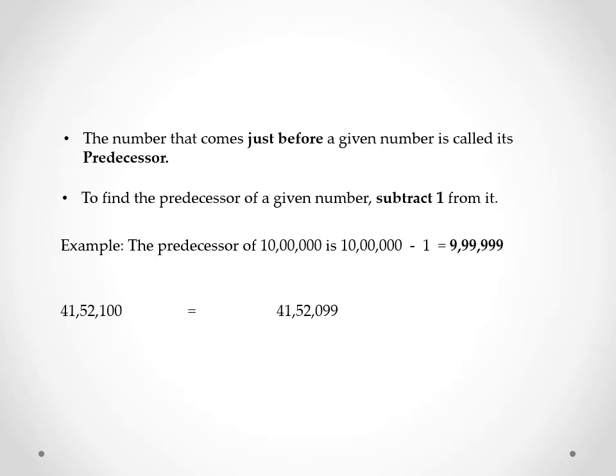One more example. To find the predecessor of 98 crore 38 lakh 99,999, just subtract 1 from it, you will get 98 crore 37 lakh 99,999.